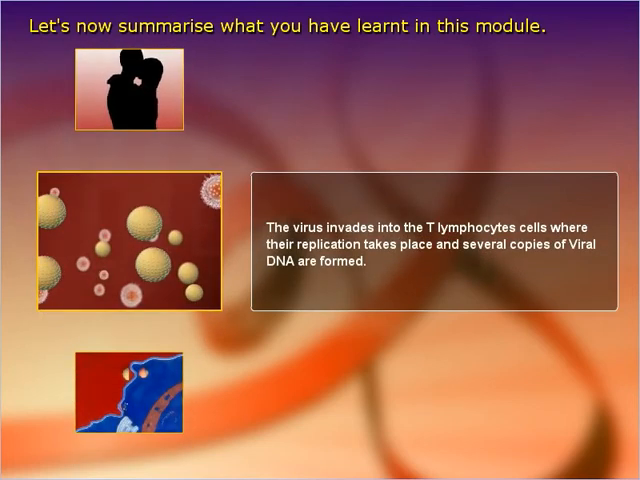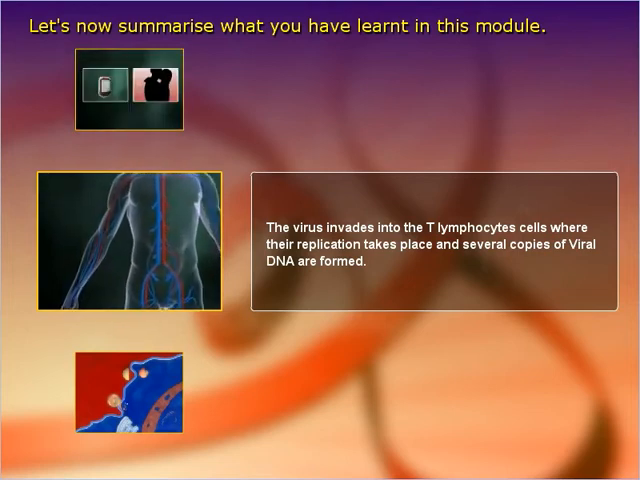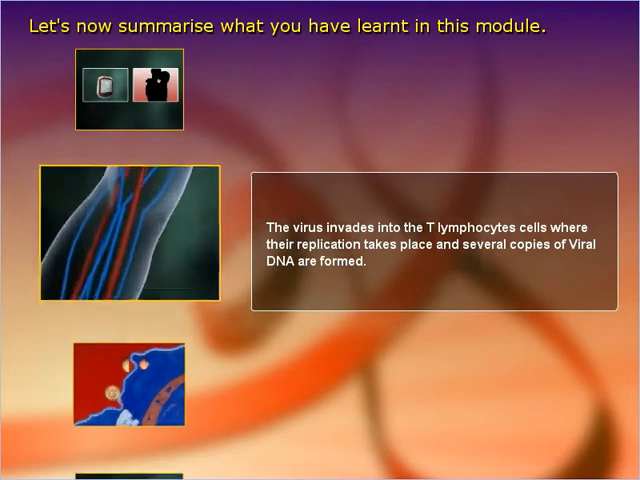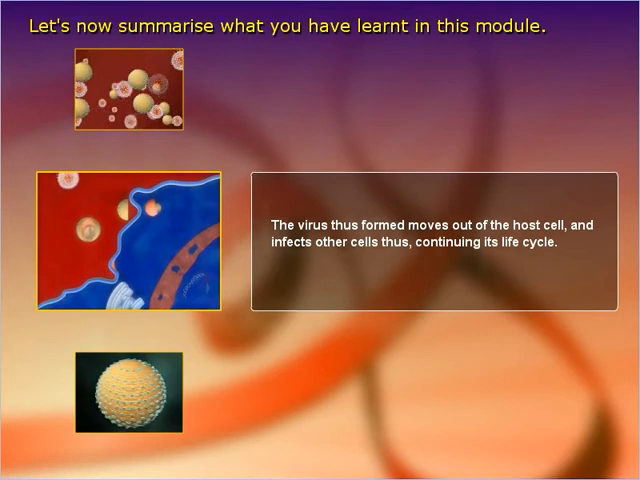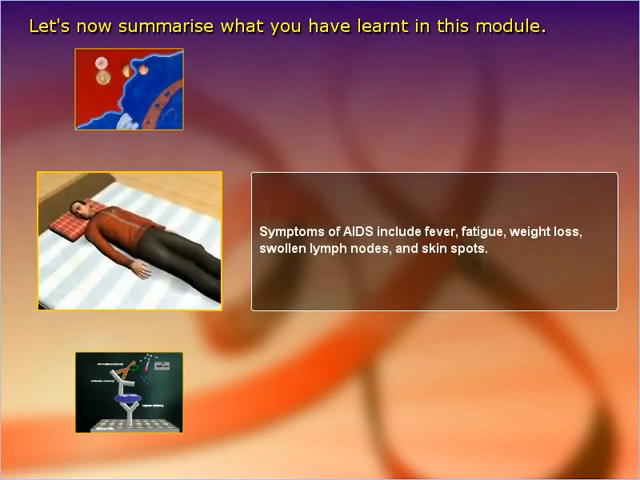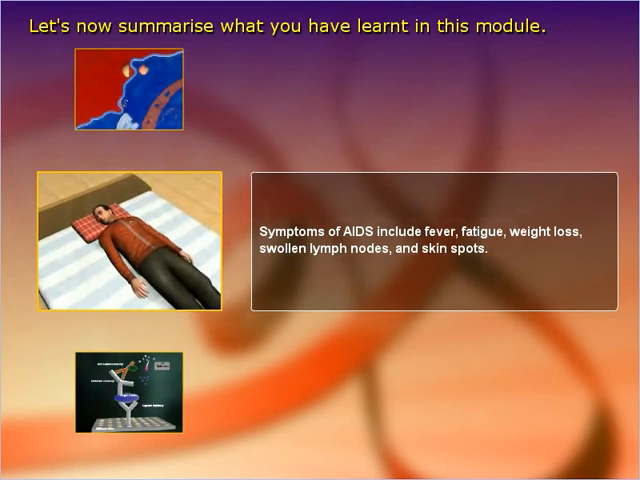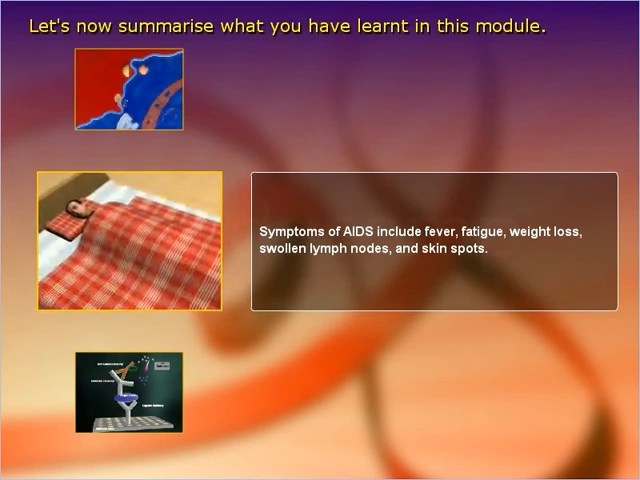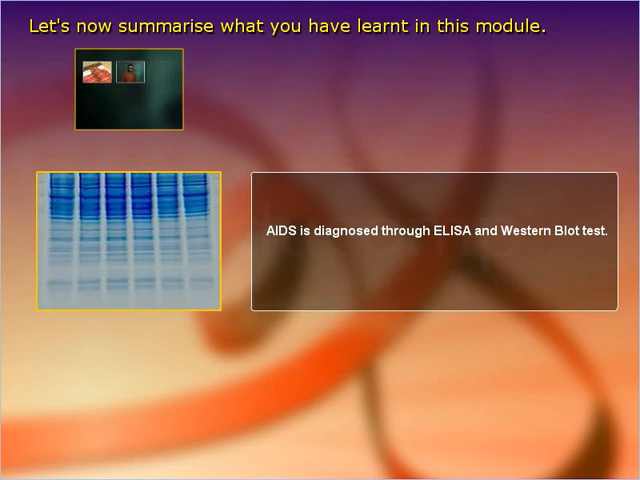The virus invades into the T lymphocyte cells where their replication takes place and several copies of viral DNA are formed. The virus thus formed moves out of the host cell and infects other cells, thus continuing its life cycle. Symptoms of AIDS include fever, fatigue, weight loss, swollen lymph nodes, and skin spots. AIDS is diagnosed through ELISA and Western blot test.